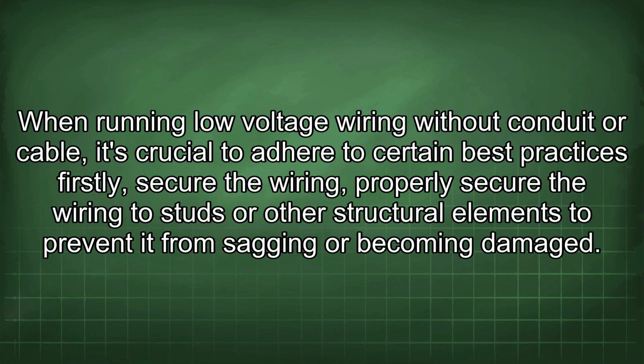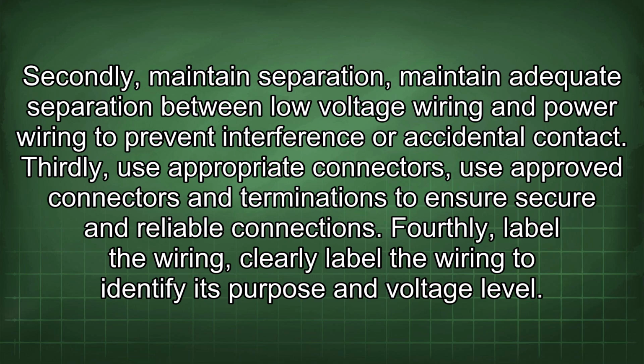When running low voltage wiring without conduit or cable, it's crucial to adhere to certain best practices. Firstly, secure the wiring. Properly secure the wiring to studs or other structural elements to prevent it from sagging or becoming damaged. Secondly, maintain separation. Maintain adequate separation between low voltage wiring and power wiring to prevent interference or accidental contact. Thirdly, use appropriate connectors. Use approved connectors and terminations to ensure secure and reliable connections. Fourthly, label the wiring. Clearly label the wiring to identify its purpose and voltage level.